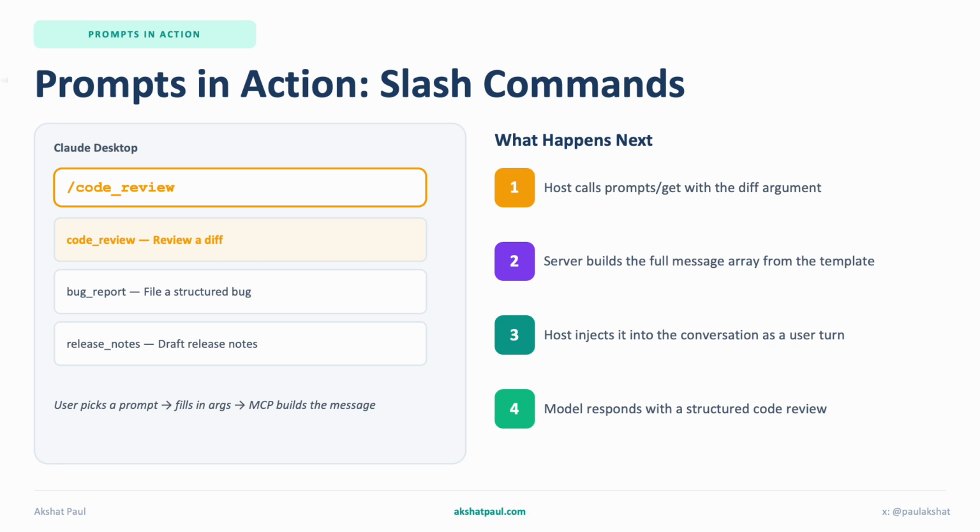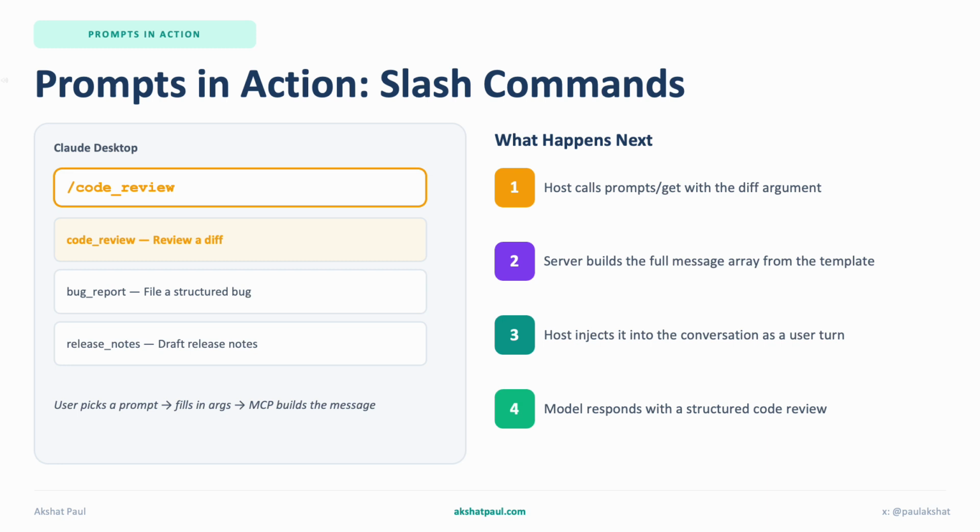Step 2. The server runs the handler we saw in the previous slide. It takes that diff and builds out the full message array using the template logic. Step 3. The host takes that returned message and injects it into the conversation as if the user had typed it themselves, but now it's perfectly structured, using the exact wording the server author intended. Step 4. The model receives this well-crafted prompt and responds with a proper, structured code review.